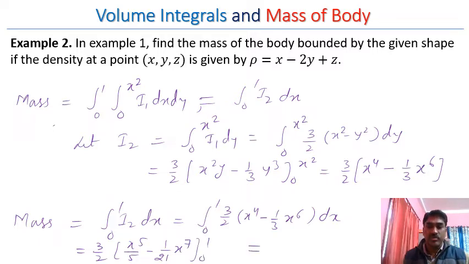So just put the limits. So lower limit is 0, upper limit is 1. So 1 by 5 minus 1 by 21. So you can calculate it, and the answer comes to be 8 by 35. So this is the mass bounded by the shape that we discussed in the first example.